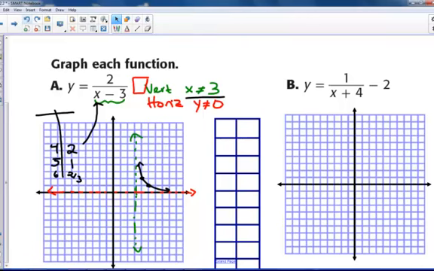Now, 3 is an asymptote. So now I need to plug in numbers before 3. So maybe 2, 1, and 0. So 2 over 2 minus 3 is 2 over negative 1, which is negative 2. 2 over 1 minus 3 is 2 over negative 2, which is negative 1. 2 over 0 minus 3 is 2 over negative 3, which is negative 2/3. So 0 is negative 2/3. 1 is negative 1. 2 is negative 2. This is a hyperbolic curve. This is not linear. It's never going to touch either asymptote, so the graph that you're looking at is the blue and the black lines.